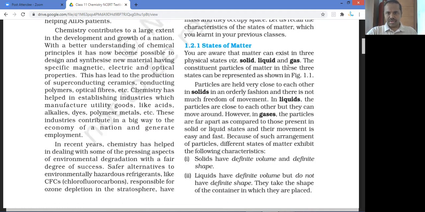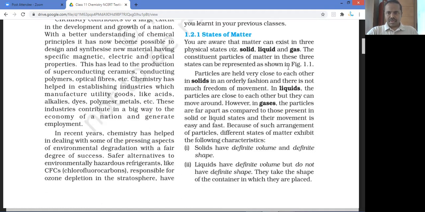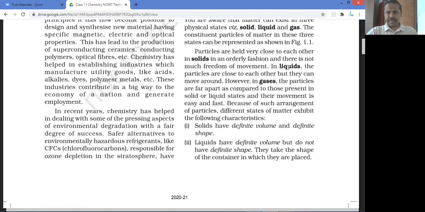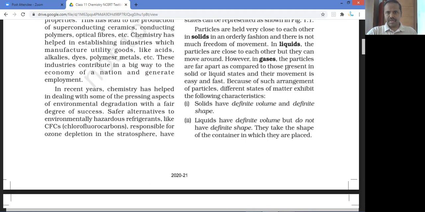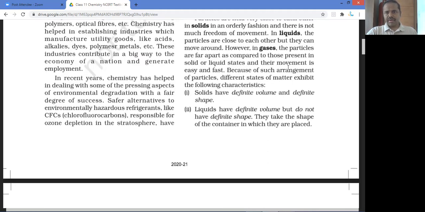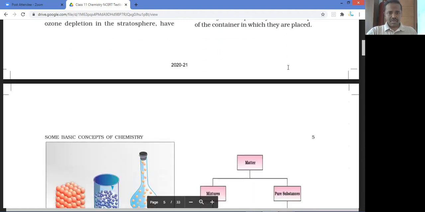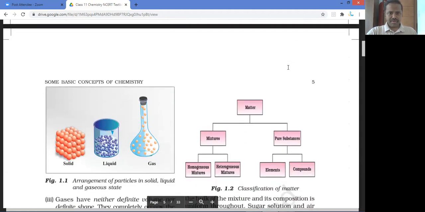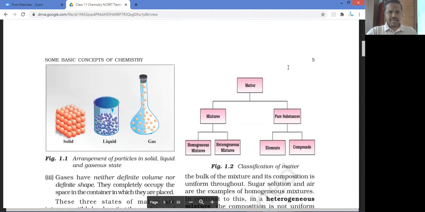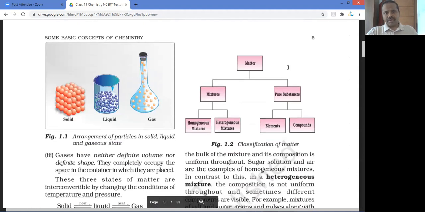I'm sure you're already aware of this. The different states of matter differ in volume and shape. Solids have definite volume and definite shape. Liquids have definite volume, but they take the shape of the container. Gases have neither definite volume nor definite shape. They completely occupy the space of the container in which they are placed.